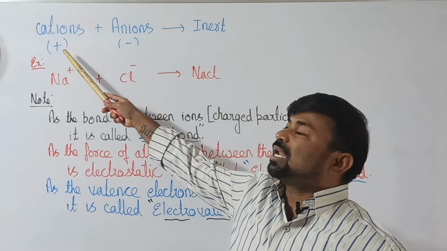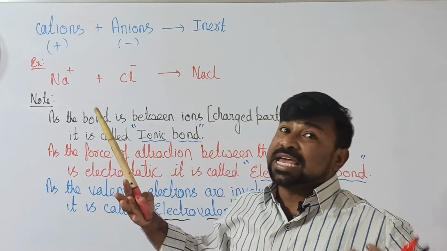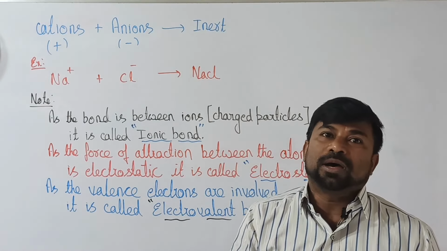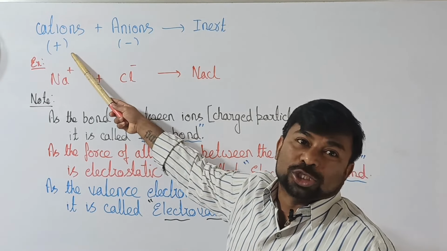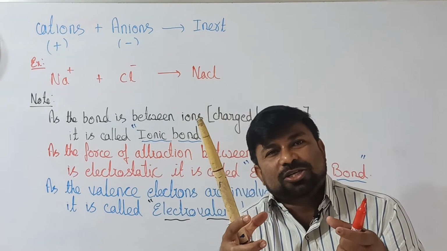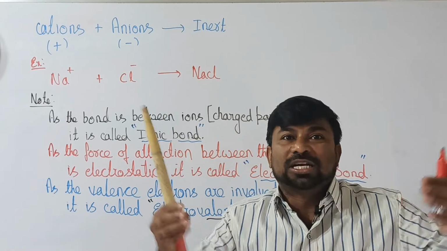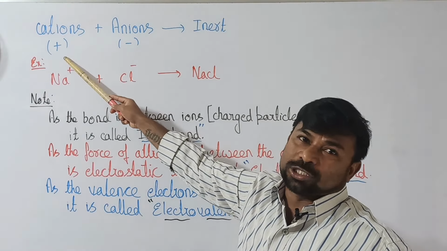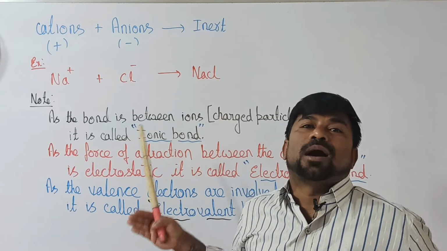So the cations, which are nothing but positive ions, and the anions, which are nothing but negative ions, combine together. Why they are combining: you are supposed to remember opposite charges attract each other. One is positively charged and the other is negatively charged. The electrostatic force of attraction pulls them together, as they are oppositely charged. They come close and make up a bond. That's what the point says. Cations positively charged, anions negatively charged, combine together to form a stable compound.